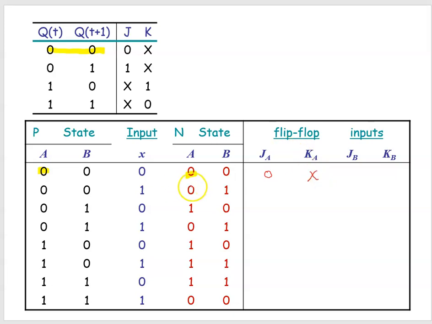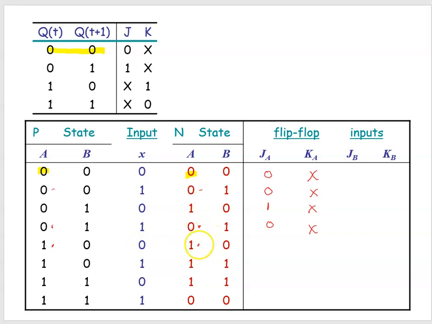And then if we look at the next row here, we go from 0 to 0 again, so that's the same. J must be 0, K is don't care. If we're going from 0 to 1, that's either a set or a toggle. If we look up here, instead of having to figure it out, we can just look up here, and that's a 1, or don't care. And now we're going from 0 to 0 again, so that's our same 0, X, and then we go from 1 to 1.